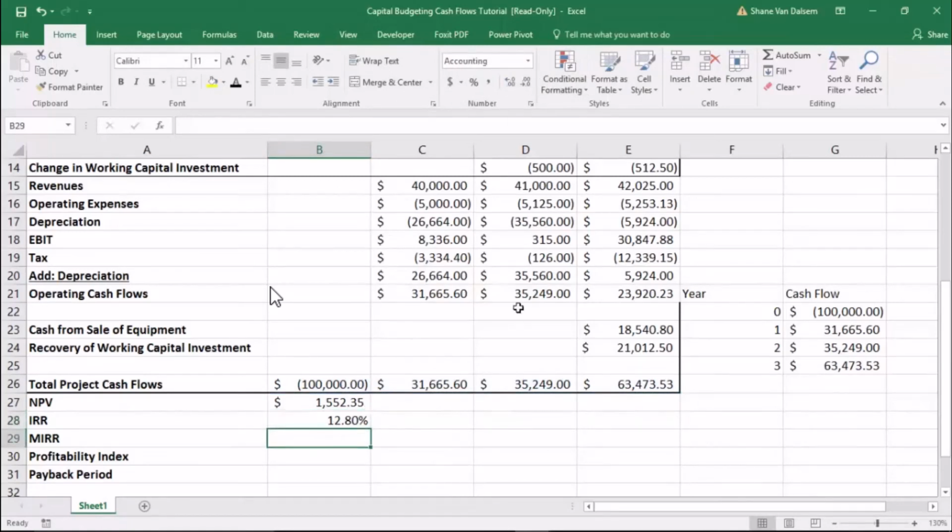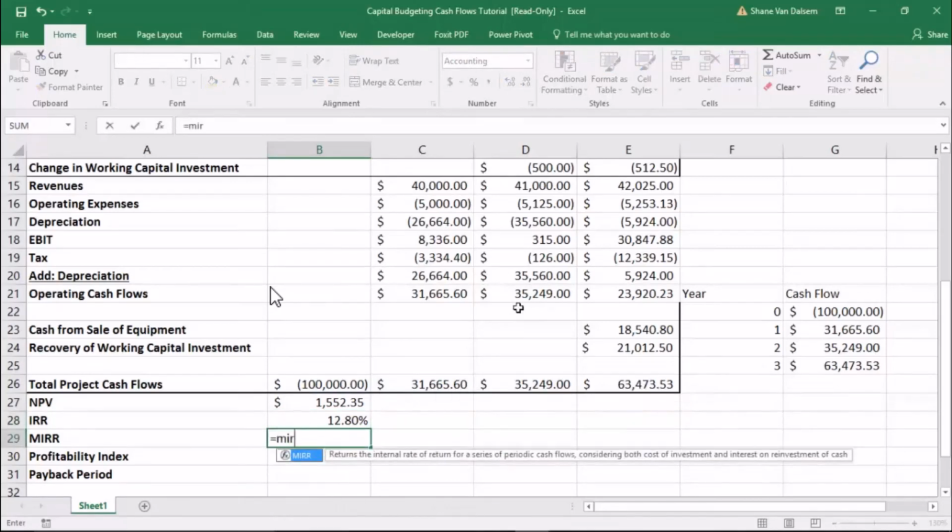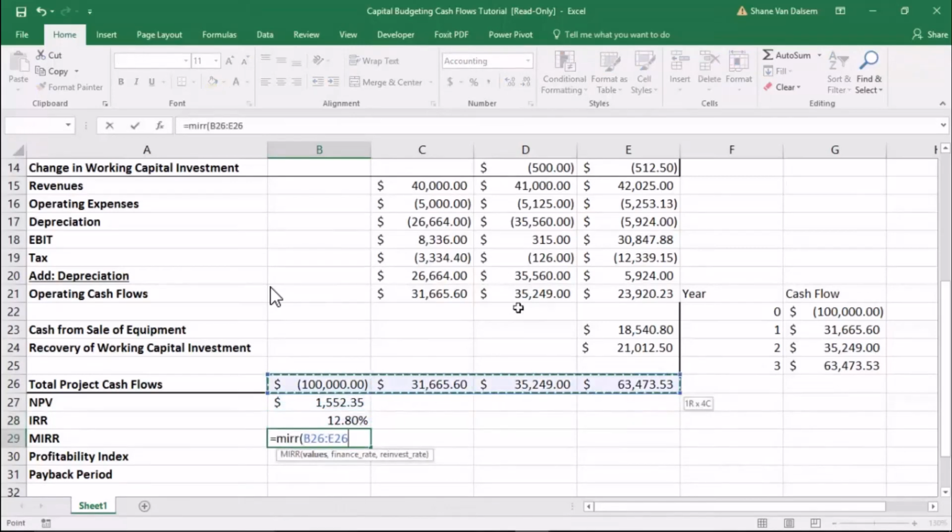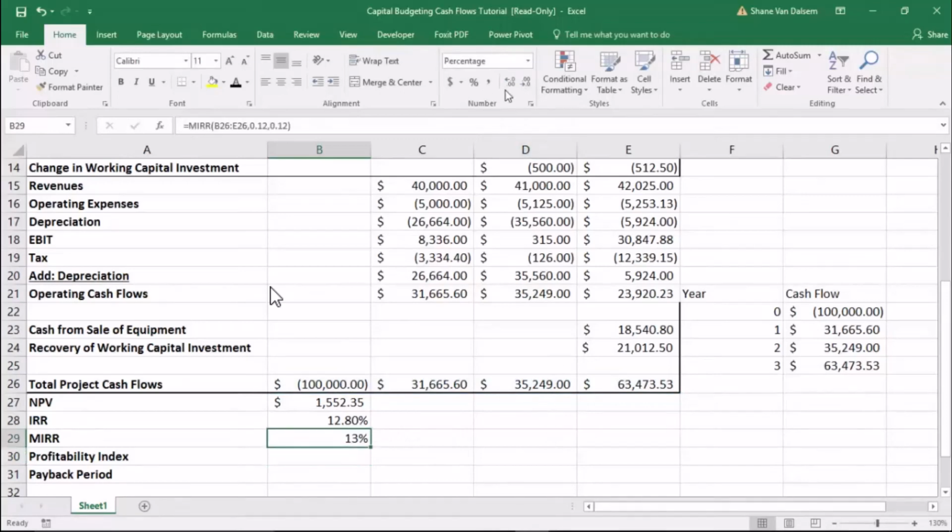My modified internal rate of return is equal to MIRR. I highlight all my cash flows again, and then it gives me two options here. The finance rate, and this is going to be your weighted average cost of capital, so it's 12%, and the reinvestment rate. This is the rate that you assume you're going to reinvest the cash inflows at. So the rate we assume we're going to reinvest the 31,665.60, the 35,249, and so on. We're also going to use the weighted average cost of capital here. And I get an MIRR of 12.58%.